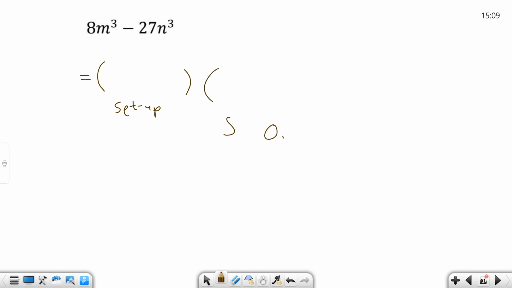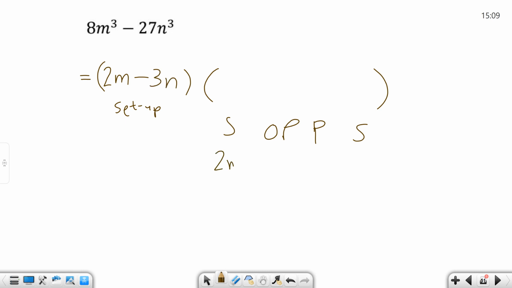And then come over here, SOPPS. Okay? So setup is going to be what? What is the cube root of 8? It's 2. And then m, divide that power by 3, minus. This time we bring the minus sign down. Whatever the sign is in the problem is the same sign in the setup. And then what's the cube root of 27? It's 3. And then n.